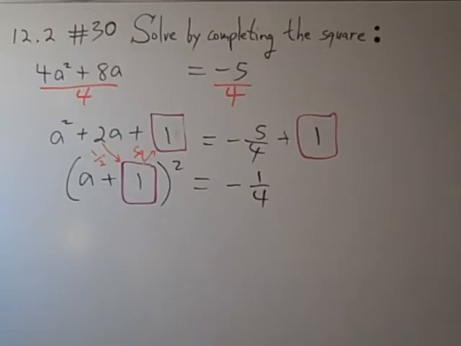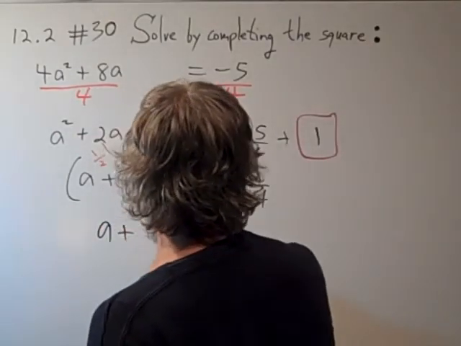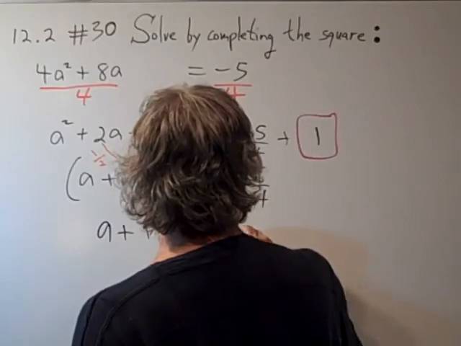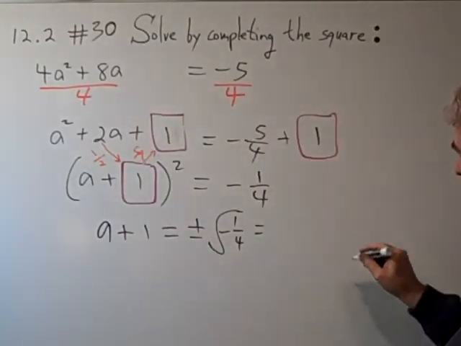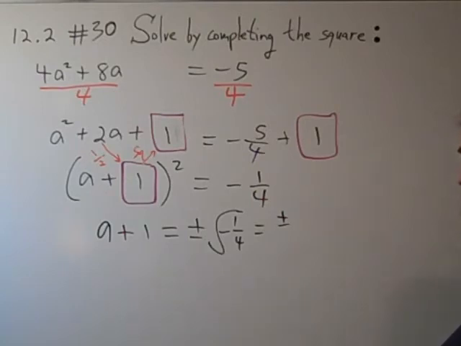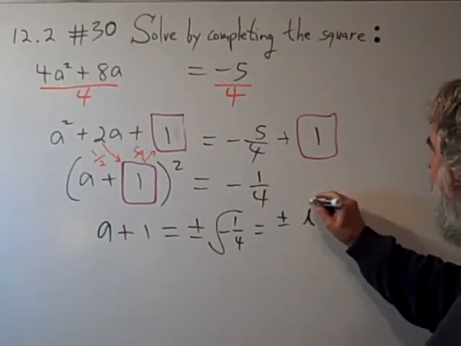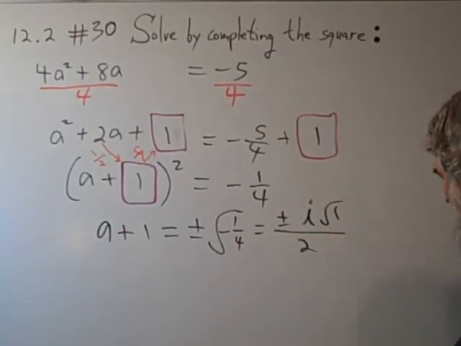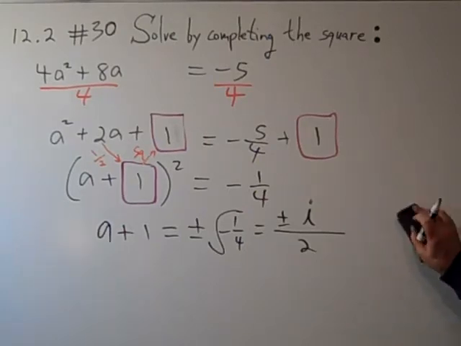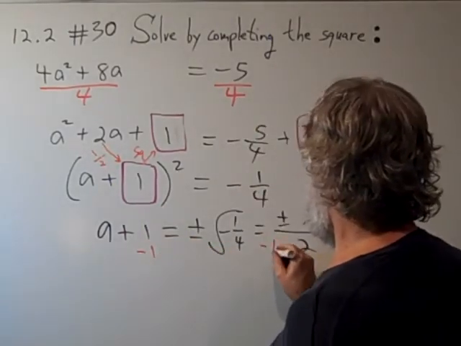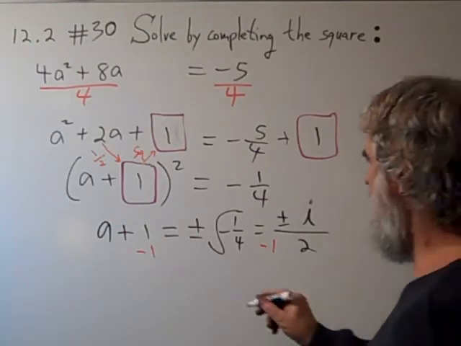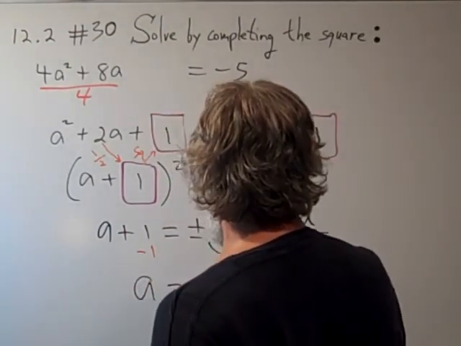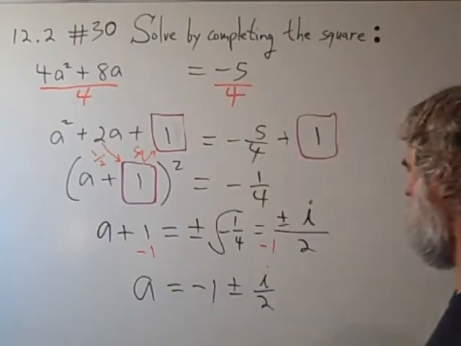Now we can apply the square root property to write this as a plus 1 equals plus or minus the square root of negative 1/4. And that's plus or minus i times the square root of 1 if you want, divided by the square root of 4, which is 2. And the square root of 1 is just 1. So that's just plus or minus i divided by 2 on the right side. So finally, if I subtract 1 from both sides, I get that a is equal to negative 1 plus or minus i divided by 2.